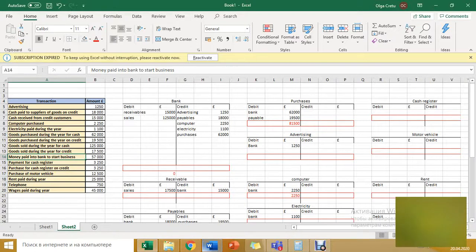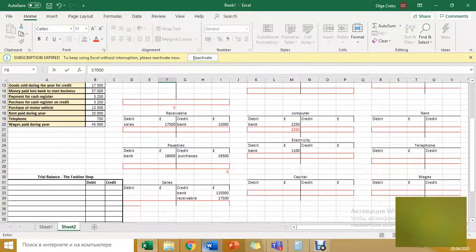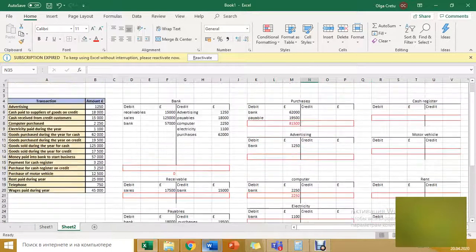So obviously our bank account or cash account is debited with the capital of 57,000, and of course we have a capital account which is going to be credited with 57,000, right? And we still have this part which we did not fill in, right? Now we paid for a cash register in cash, right?